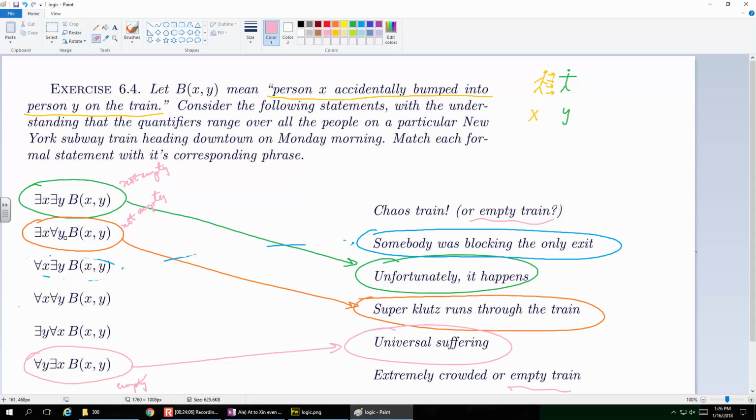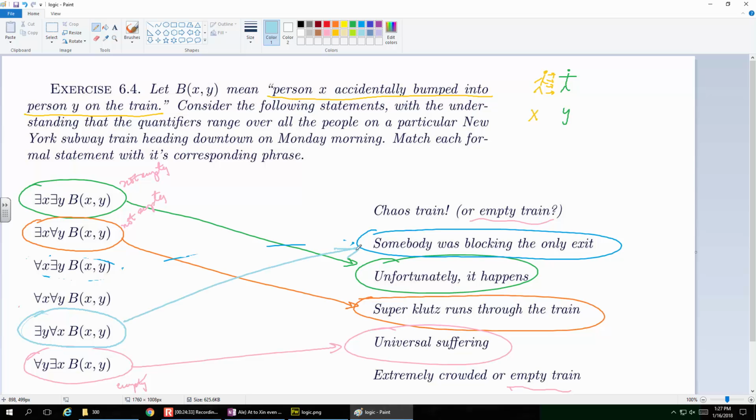So there is a person to begin with. So for any X there is a Y. That's not the same. It means that everybody has been bumped into. So that's a bad idea. That's number 3. But there is one class that there is. If it starts with there is, that's the problem. Okay, so this is the one.